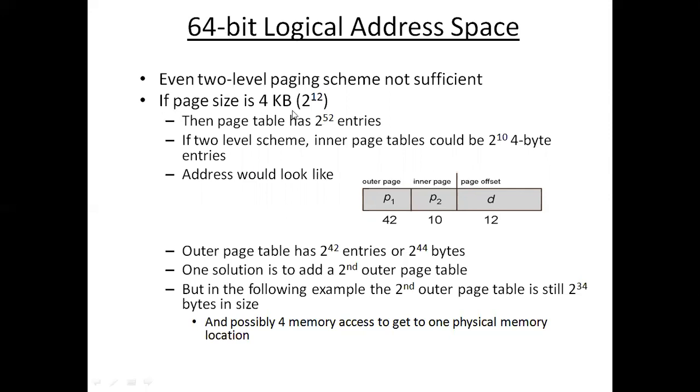So if a page table is 2 to the power of 12, then the page table entry would be 2 to the power of 52, which is very, very huge. So what can you do? Even if this two-level paging is not good enough, because the size of the outer page table will be very huge, what you can do is you can still break it down in such a way that the outer page table is further divided into two sections.